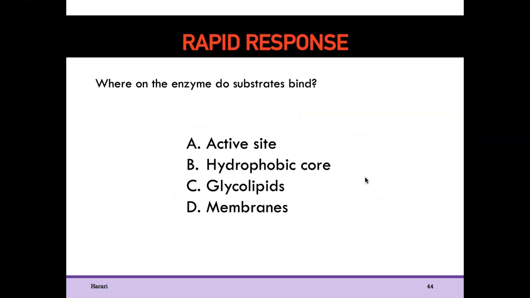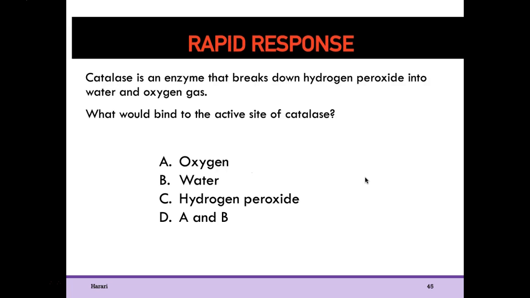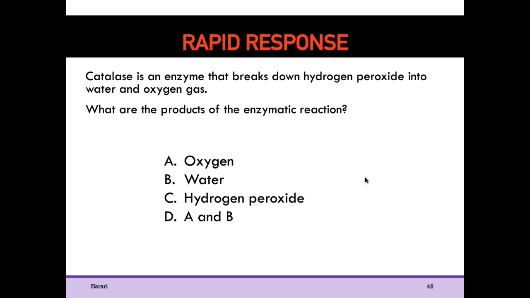So you can pause here and the answer is A. So pause here. The answer is C. So the substrate, hydrogen peroxide, is what binds to the active site. The products would then be D, right? Oxygen and water.